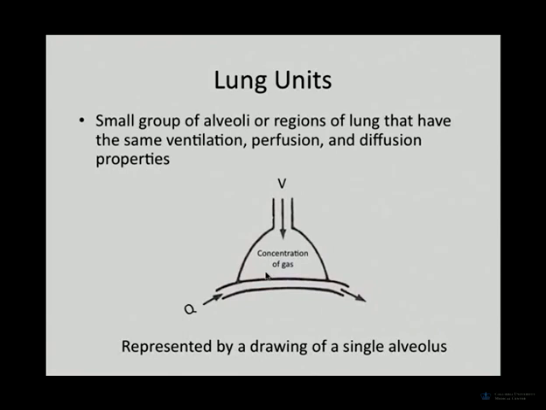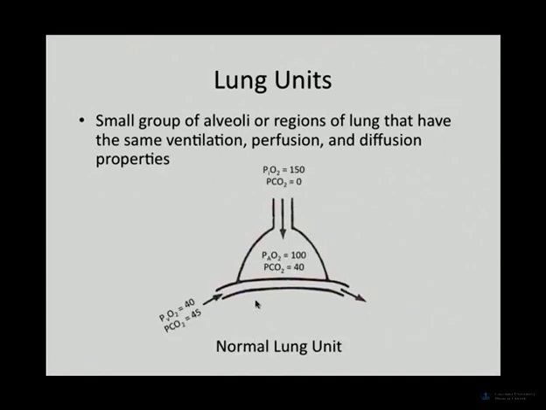Now, we've drawn this drawing in a variety of different ways to represent the lungs. We've drawn it to represent a normal alveolus or an abnormal alveolus. In this lecture, we're going to talk about lung units, and that's because we're going to talk about regions of the lung where a collection of alveoli have similar properties, and different regions in the lung act differently depending on how much ventilation they're getting and how much perfusion they're getting. So we refer to them as lung units. Just think of them as collections of alveoli that behave similarly. We're going to draw it as a single alveolus.